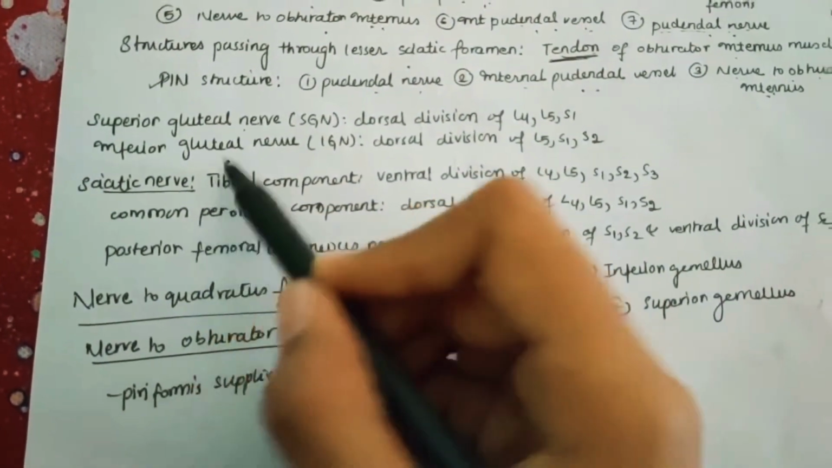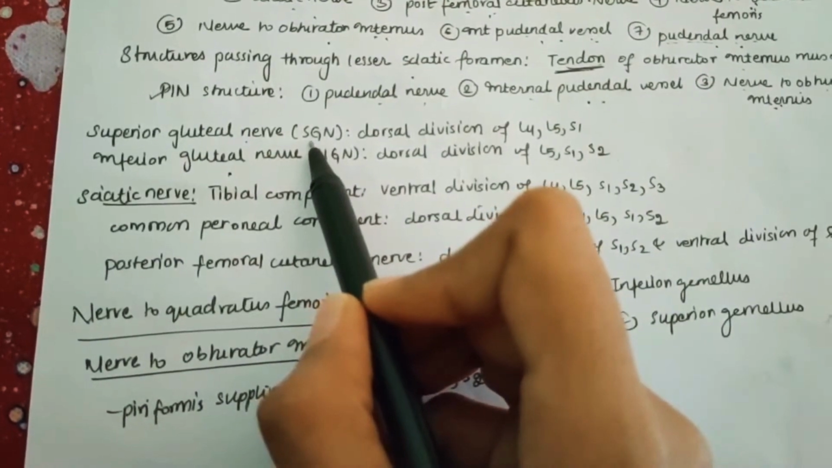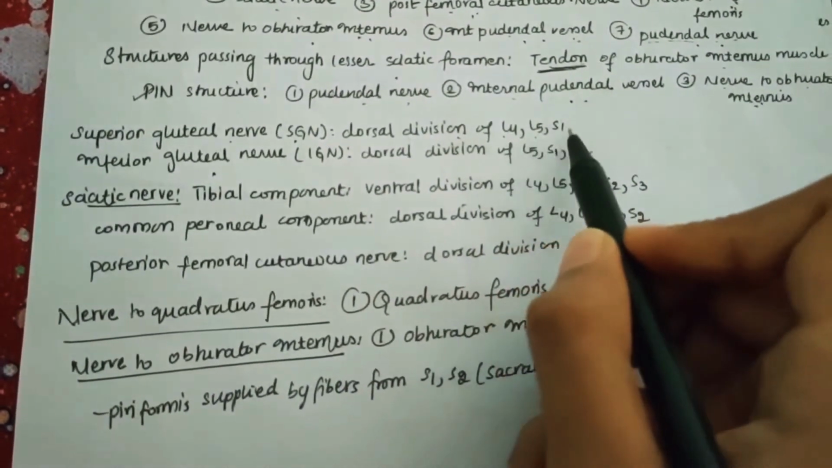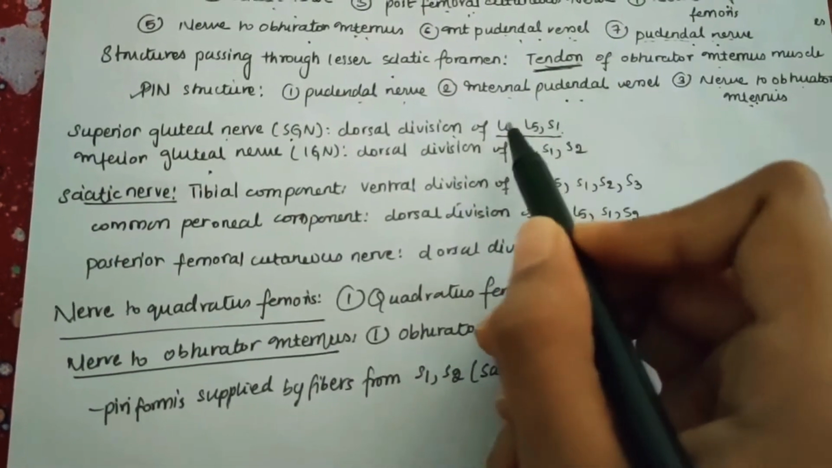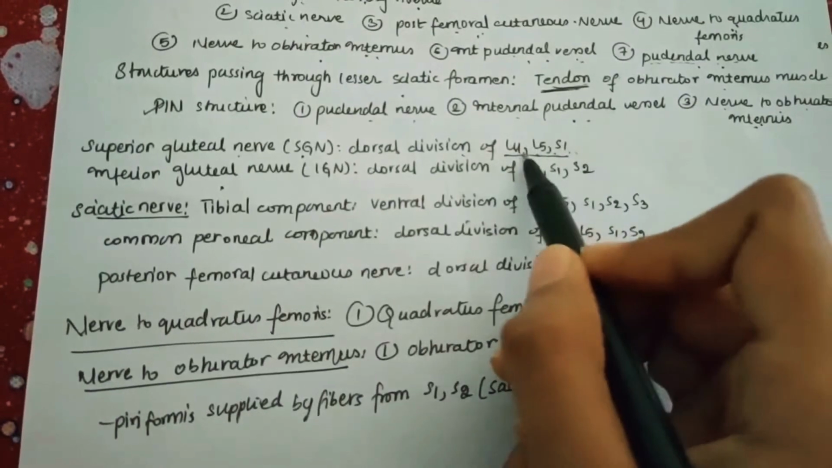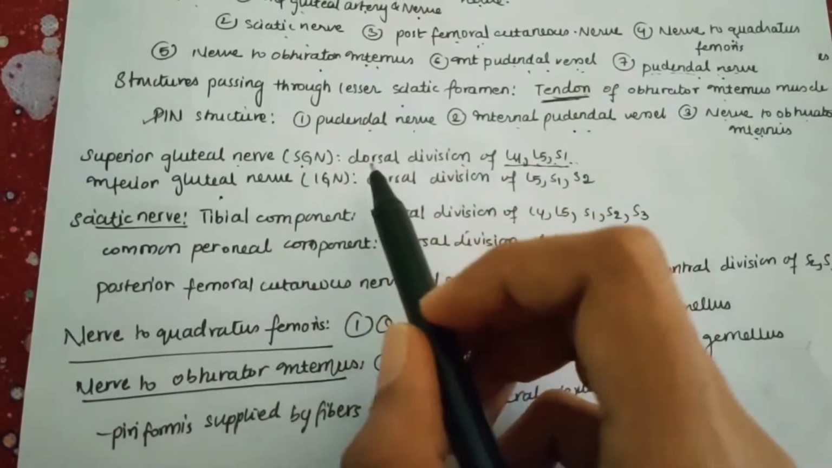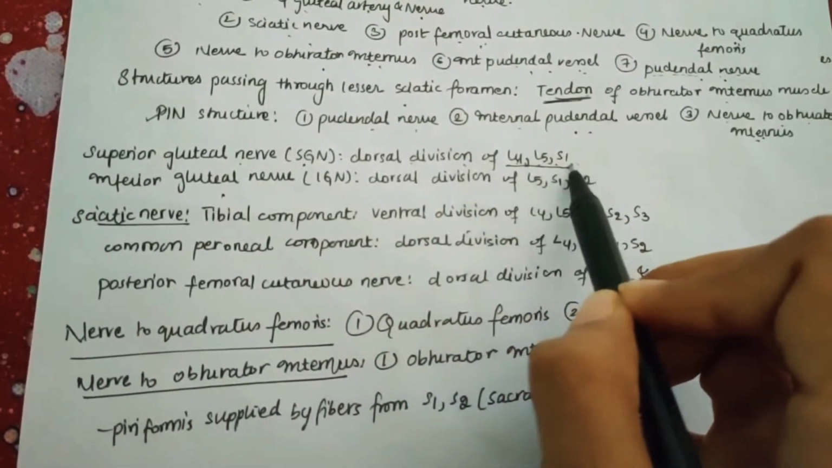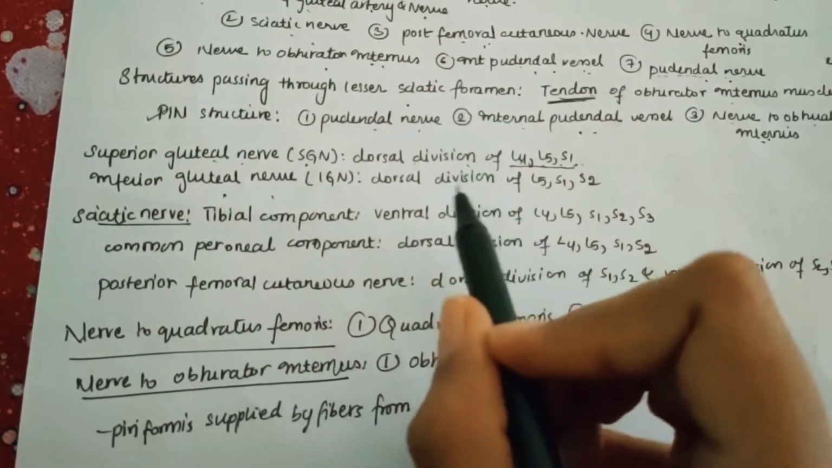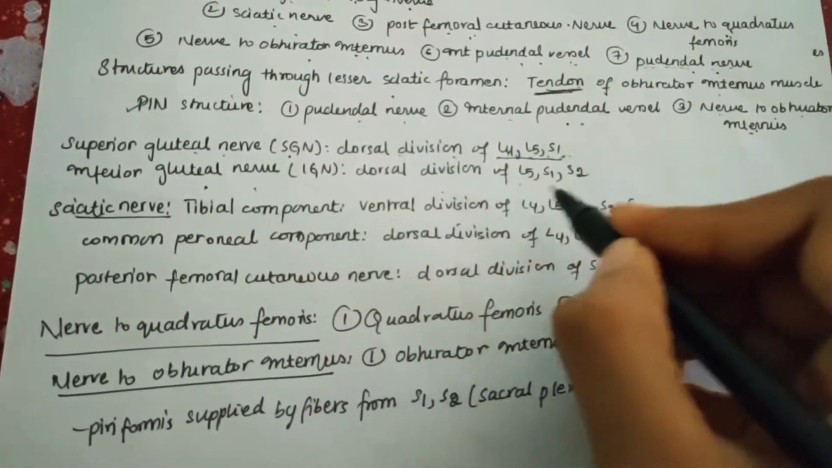Now you can see the root values of superior gluteal nerve and inferior gluteal nerve. Superior gluteal nerve is coming from the dorsal division of L4, L5, S1. This you need to remember. From L4, L5, S1 means here the lumbosacral plexus. From the dorsal division of L4, L5, S1, you get the superior gluteal nerve.